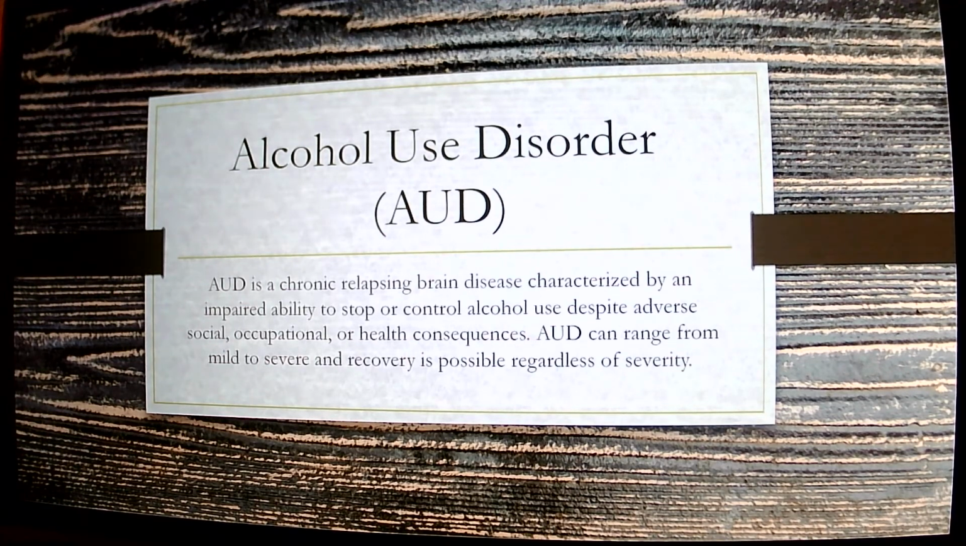Alcohol use disorder is a chronic relapsing brain disease characterized by an impaired ability to stop or control alcohol use despite adverse social, occupational, or health consequences. AUD can range from mild to severe, and recovery is possible regardless of severity.